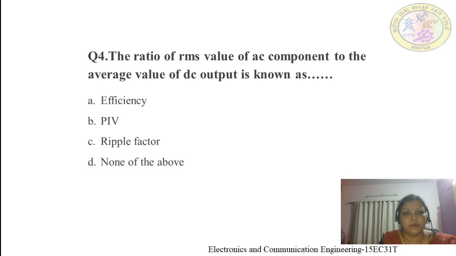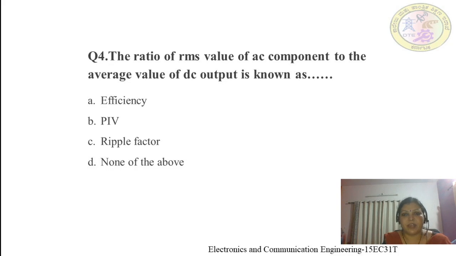Okay, now the ratio of RMS value of AC component to the average value of DC output is known as dash. Yes, very simple question. In the parameters topic we had discussed this. Is it efficiency, or is it PIV, or ripple factor, or none of the above?